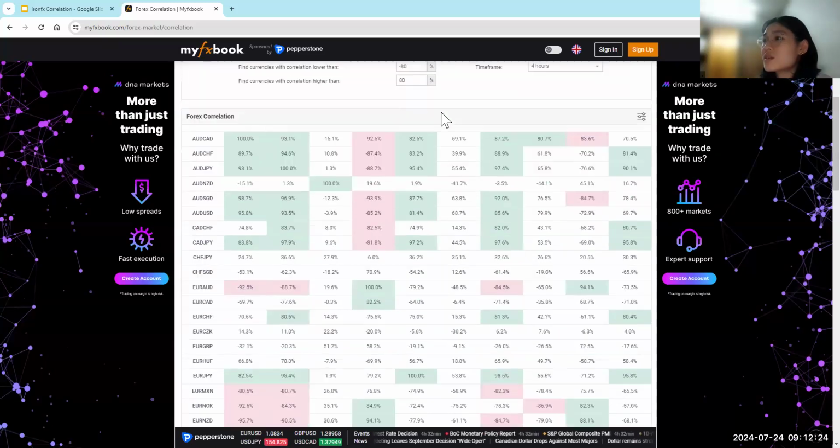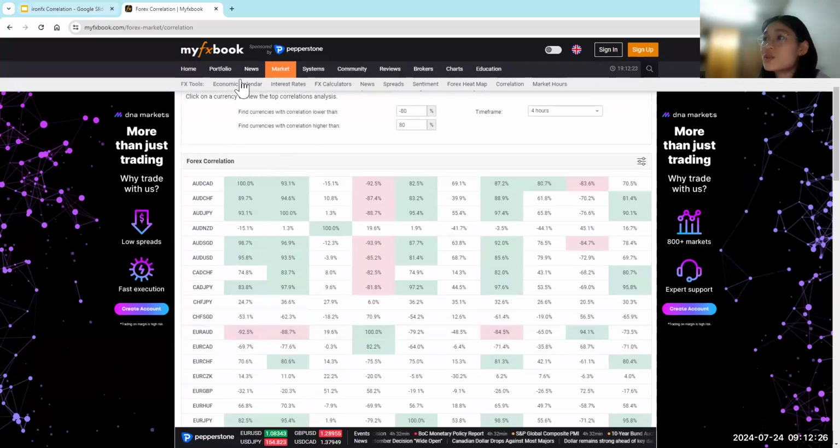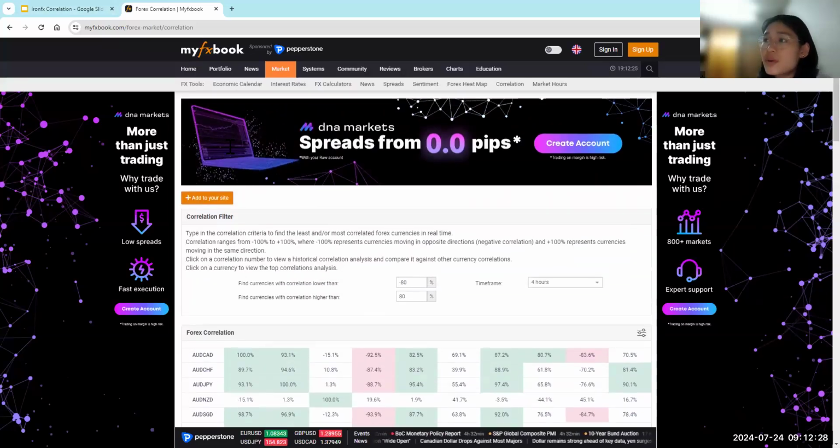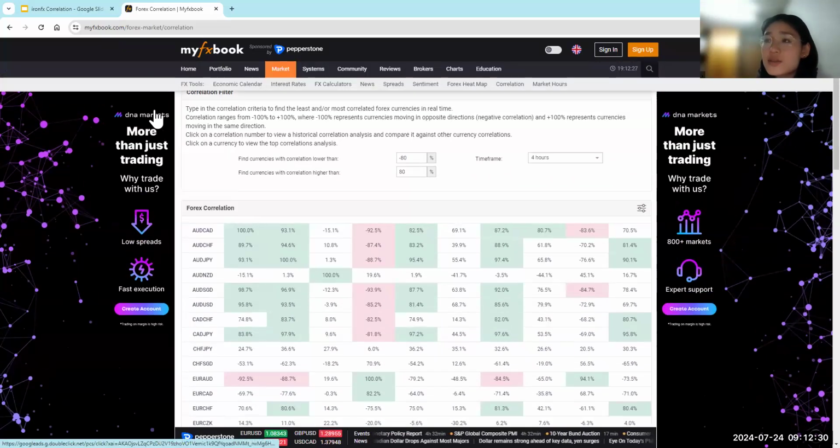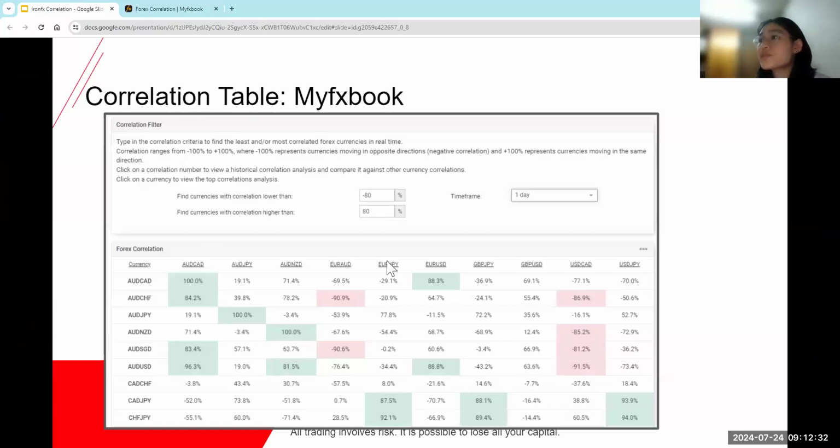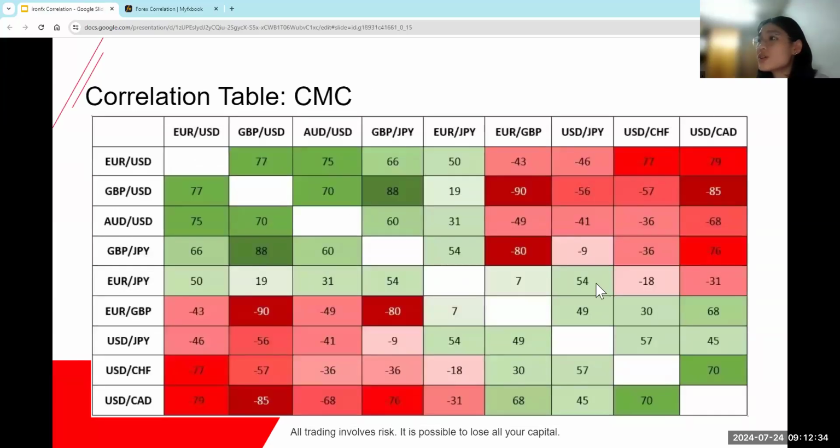Okay, let's get back to my slides. We'll come back to this in a bit when we look at our charts at the end. Okay, so another correlation table here is CMC. There are quite a few correlation tables on the market, so feel free to just Google it. But the one that we normally like to use is MyFXBook.